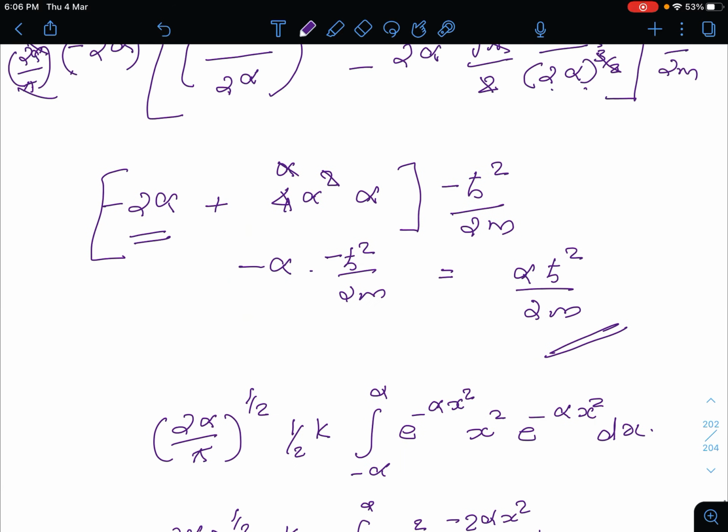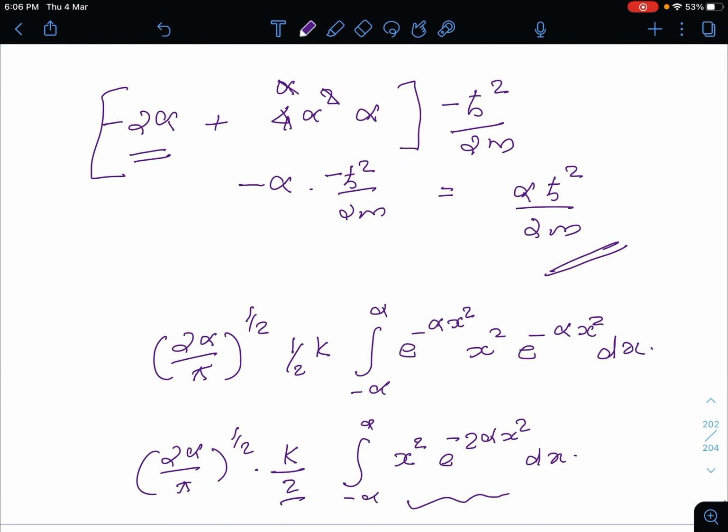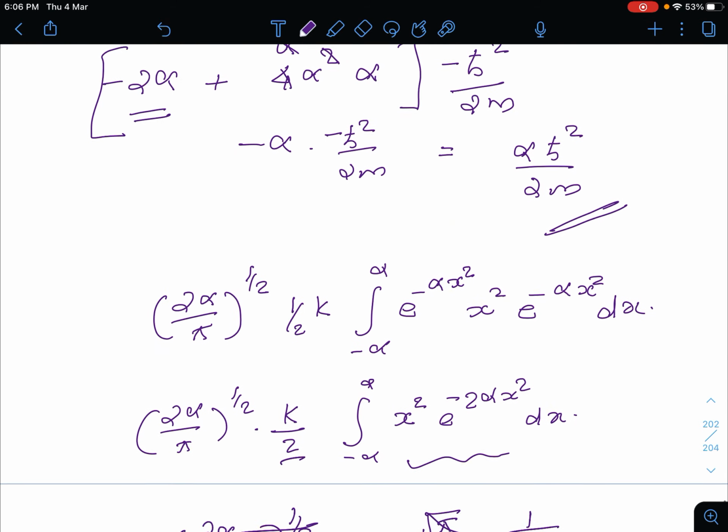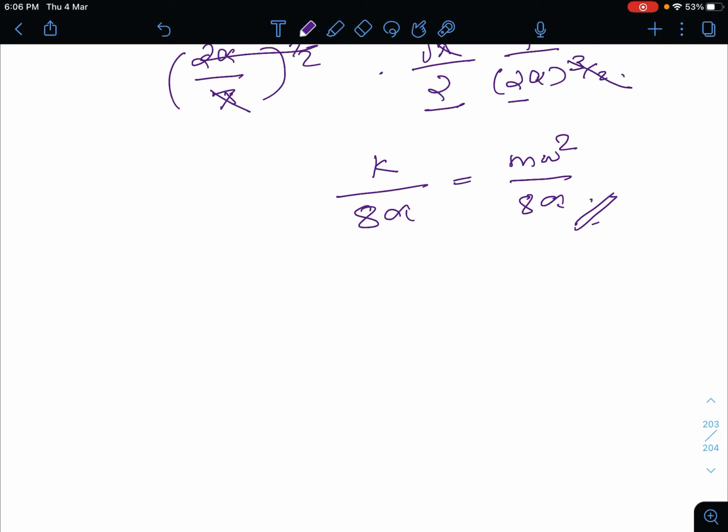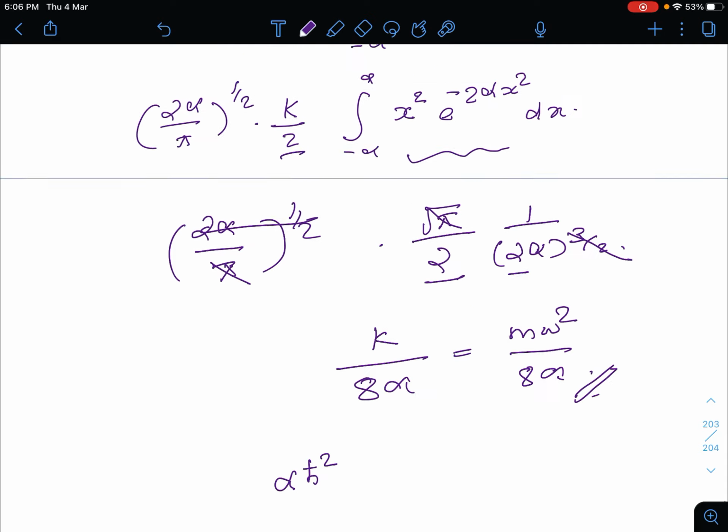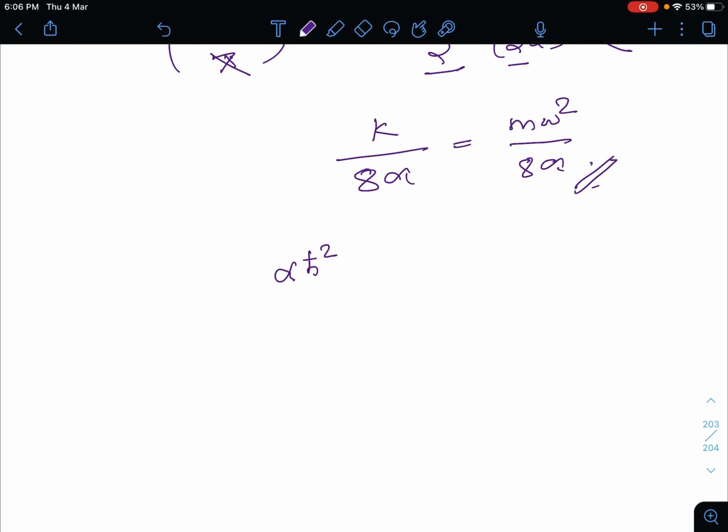So the two terms are actually alpha h cross square by 2m plus m omega square by 8 alpha. This is the expectation value of Hamiltonian which we will be getting. Clear?